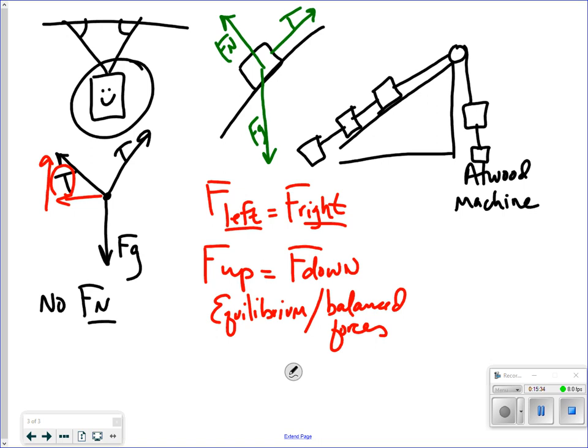Or you could even be going, skip the ramp altogether, right? You could have something that looks like that. That's technically what we call an Atwood machine as well. The function of the pulley is to change the direction of the rope.